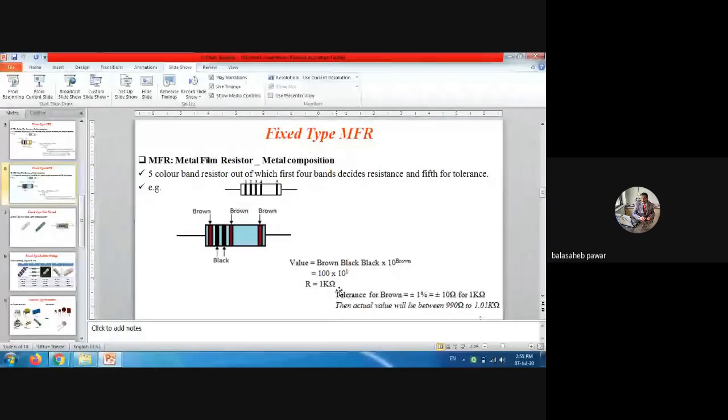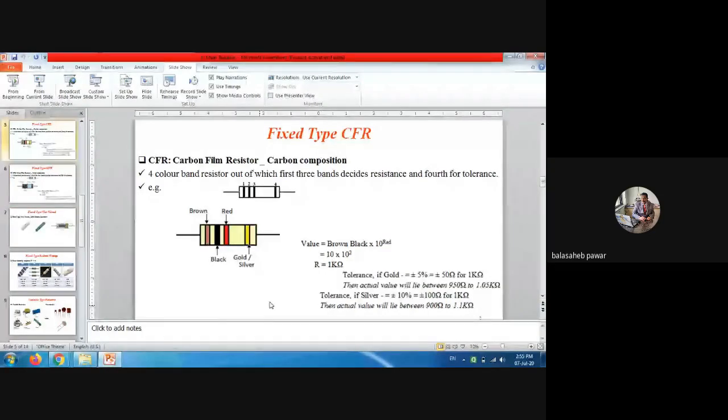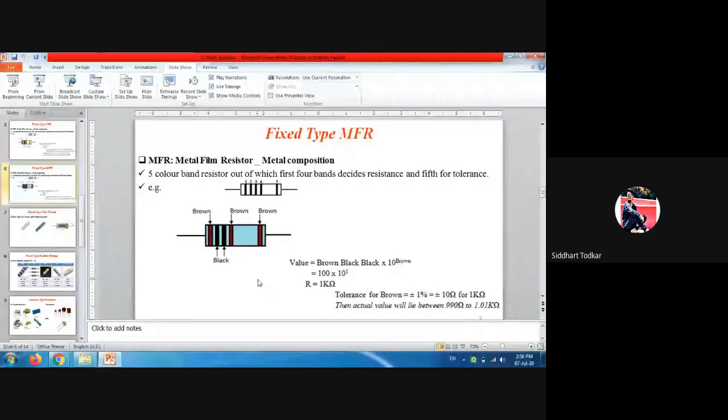So see the difference. If it is MFR, then the color band will be brown, black, brown for 1 kilo ohm. And if it's CFR, then it will be brown, black, red. Both are of same value, that is 1K, 1K. Clear?